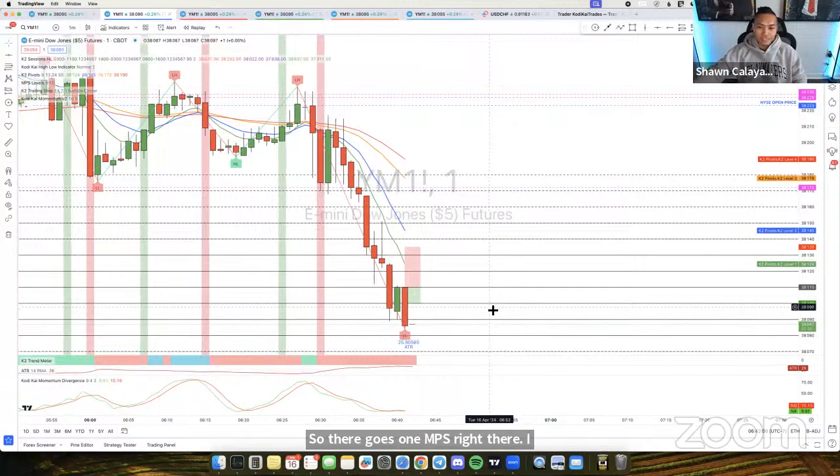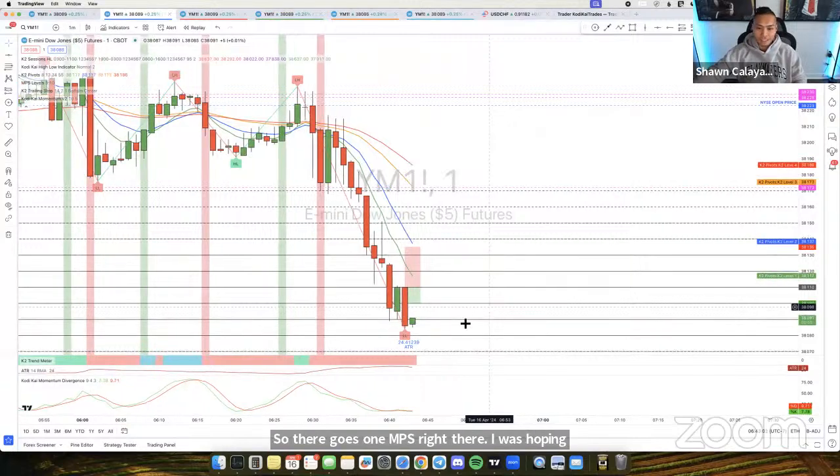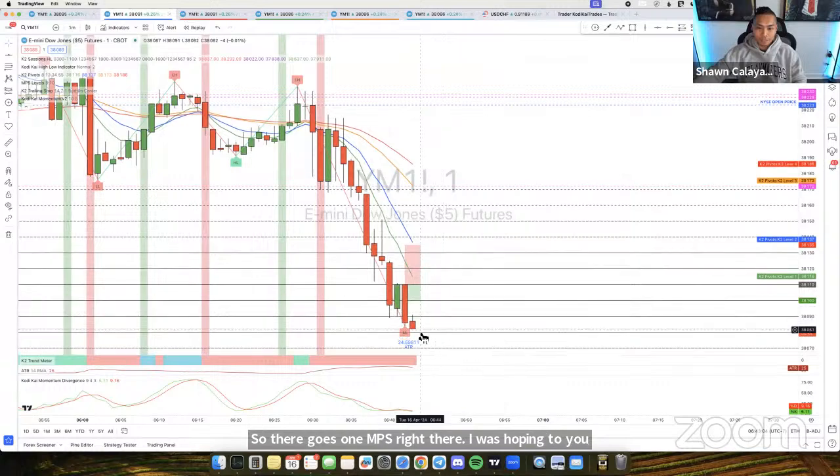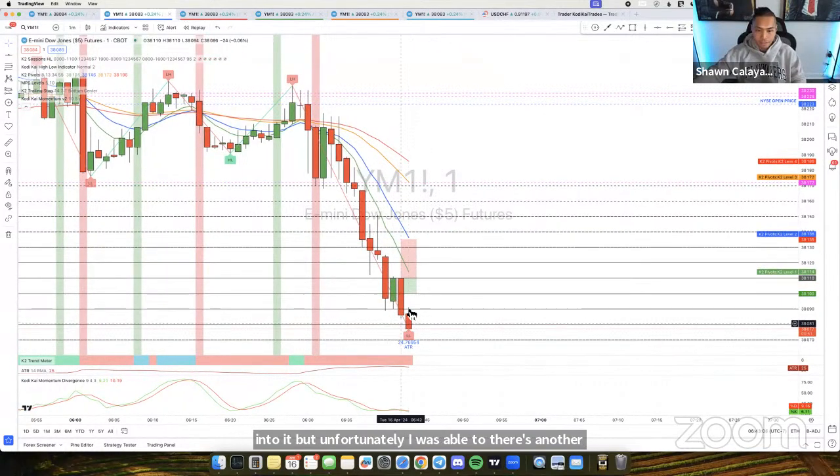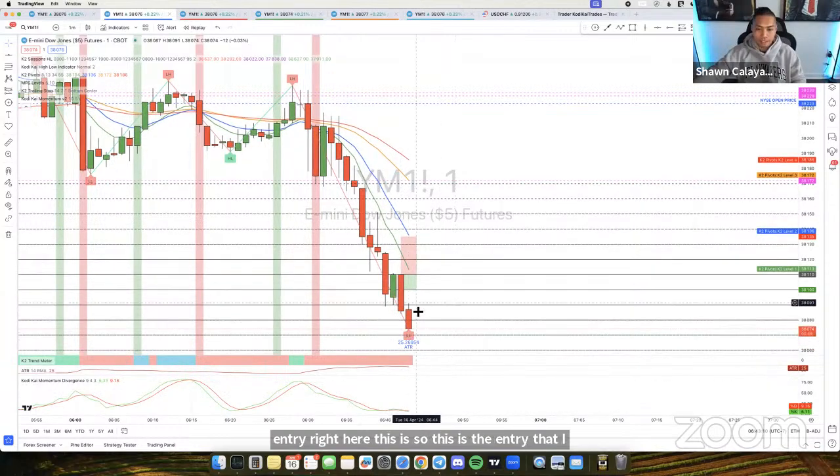You guys heard my alert, it flipped because I tried to get into it, but unfortunately I wasn't able to. There's another entry right here. This is the entry that I was just talking about earlier, guys. This is the entry for the divergence. I should have just taken this here as a late entry, but it's okay. I'm not going to funnel into this. So this is what I was talking about earlier.